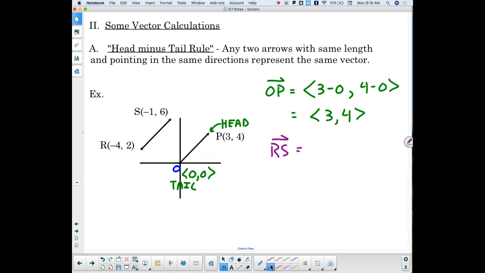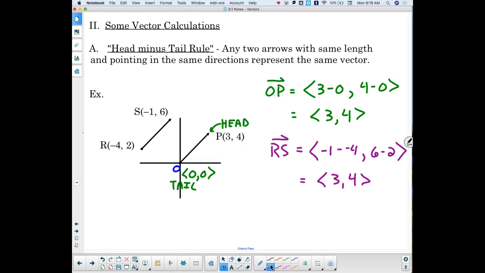Then we're going to do the same for RS. We're going to start at the head, which is at (-1, 6). So we have -1 subtract the -4. Whoops, my bad. Comma, 6 minus 2. We do that math, and we get <3, 4> again. So that proves that our two vectors are the same. They're just in different locations.